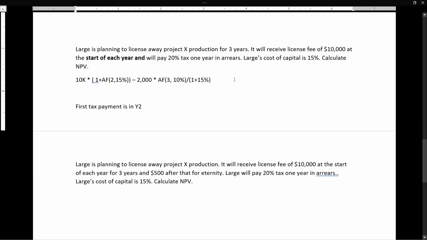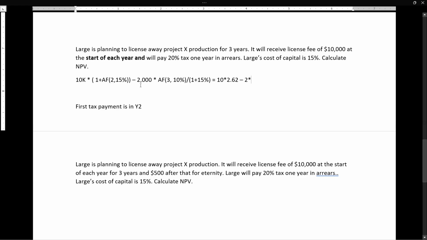So in this question, we are going to have 10,000 multiplied by 1 plus annuity factor of 2 years, 15%. For ROCE, that would be 15% and 2 years and plus 1. So it will be 2.626 minus 2 multiplied by annuity factor.